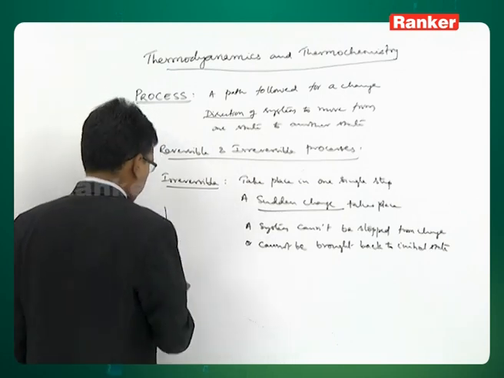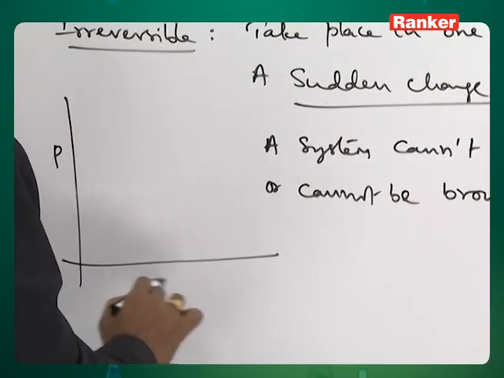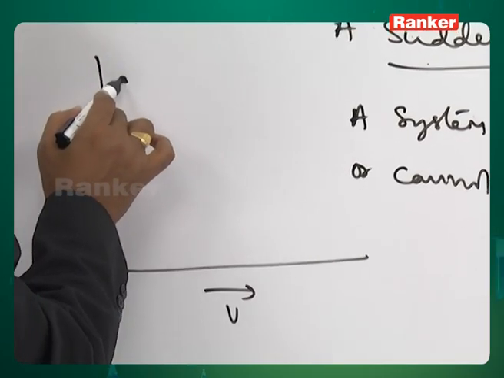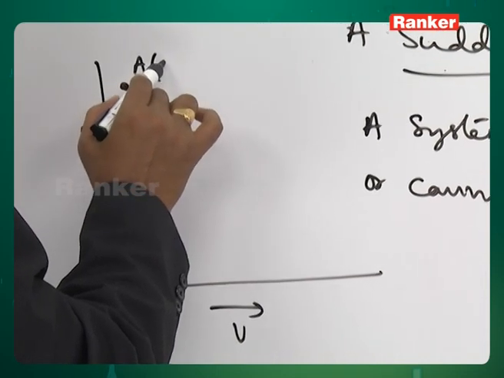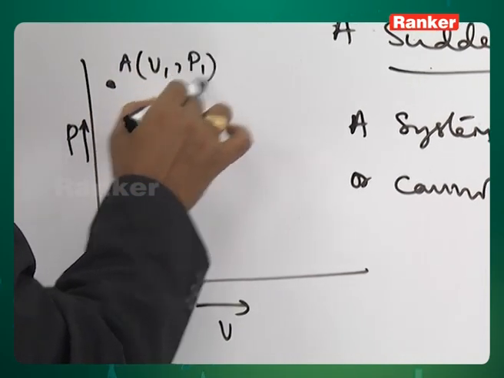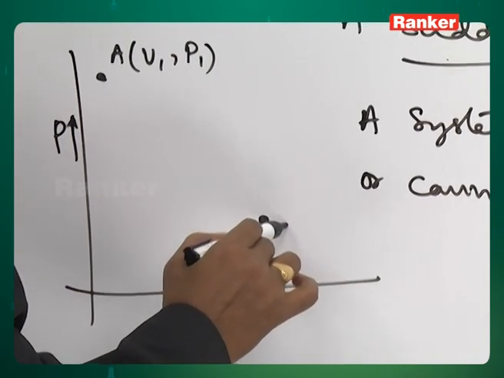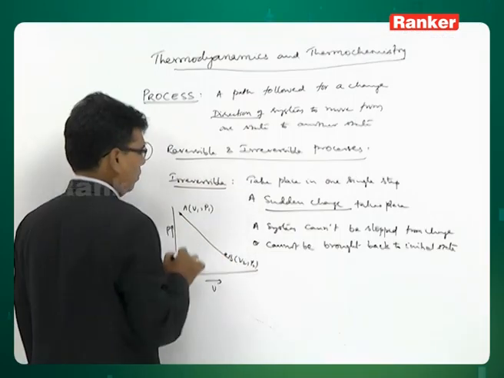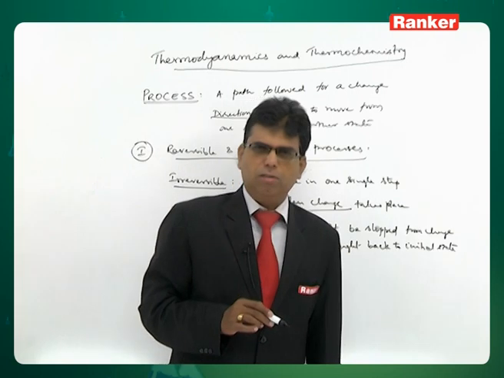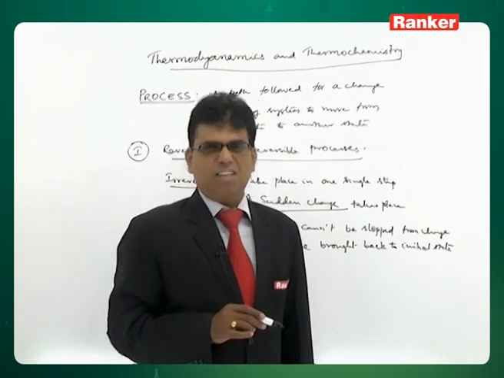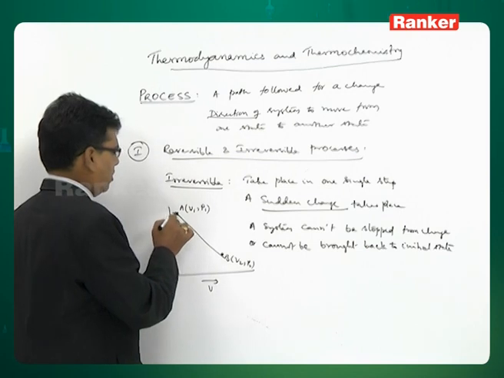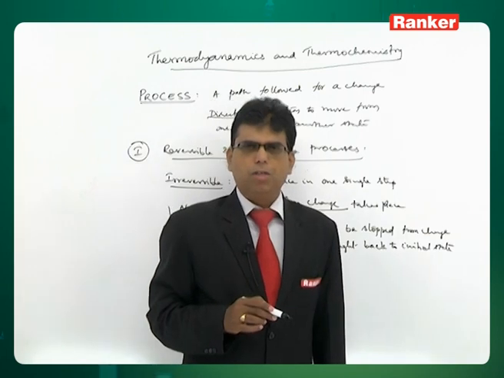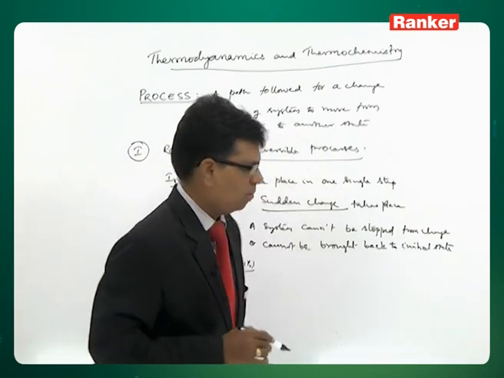Graphically we represent it. Suppose a gas is expanded, a gas initially at a P1 V1 state to another state B, with a sudden jump, sudden expansion or sudden contraction, a sudden change in state in a single step. It starts here and directly reaches here without any intermediate stage, and that is what is called an irreversible process.